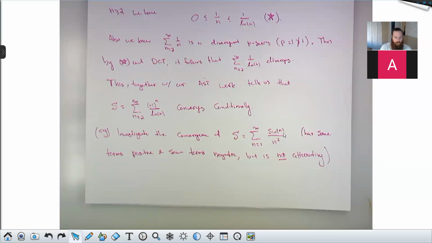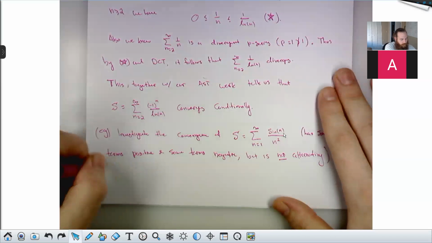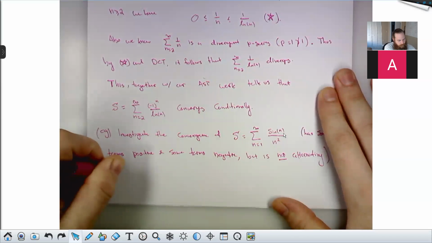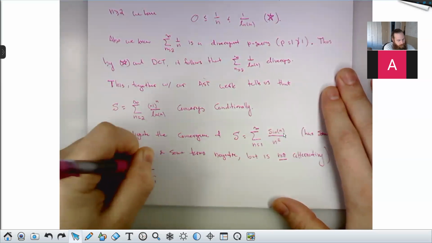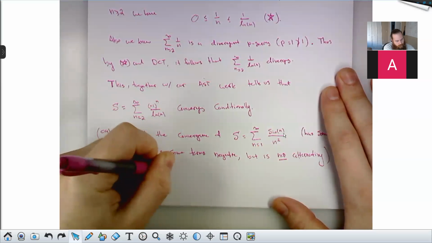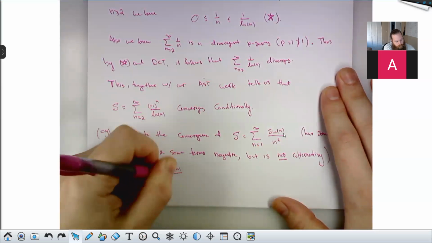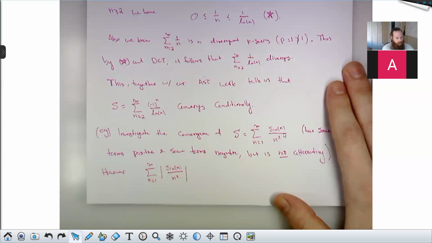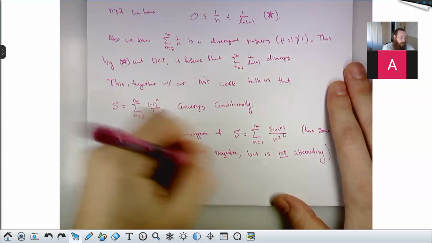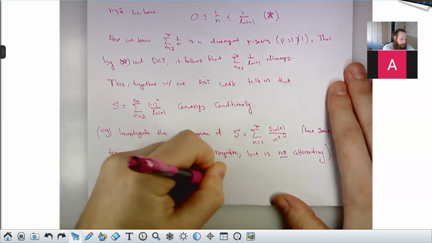So following what I said just a second ago before writing down this example, the easiest way to attack series like these is to look at the related absolute value series. Again, we can split the absolute value up.